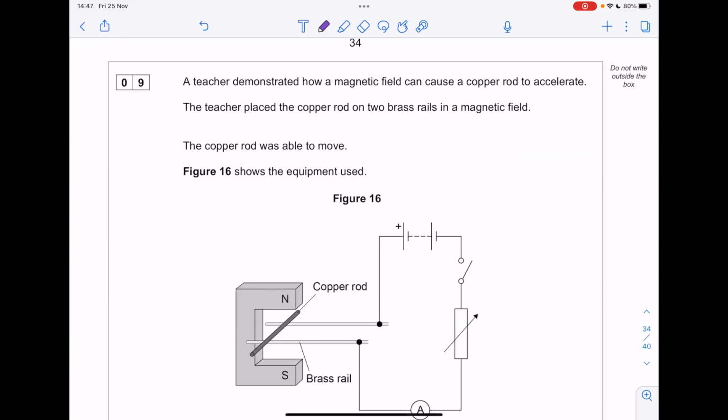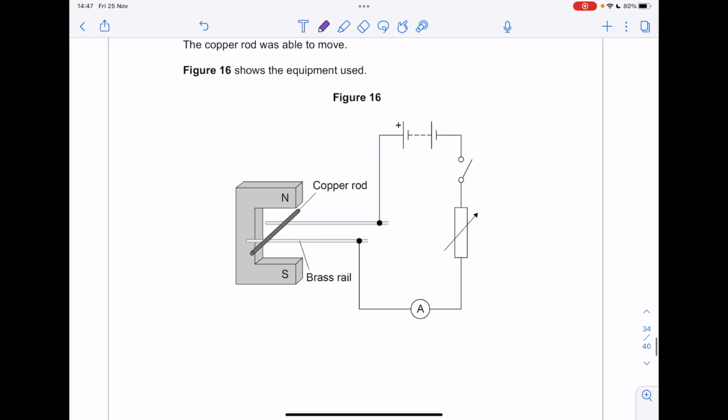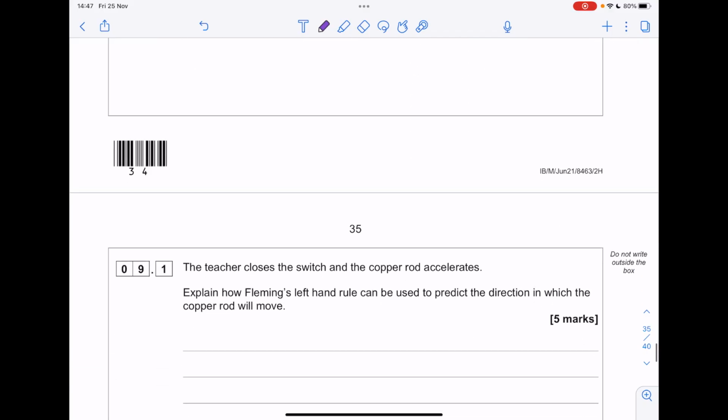A teacher demonstrated how a magnetic field can use a copper rod to accelerate. The teacher placed the copper rod on two brass rails in a magnetic field. The copper rod was able to move. Figure 16 shows the equipment used. The teacher closes the switch and the copper rod accelerates.